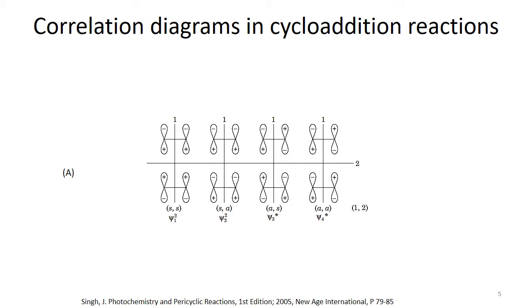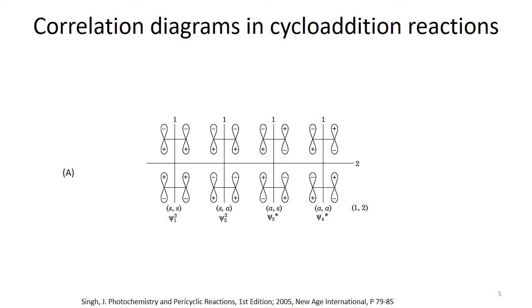When we talk about psi 4 star, in this case we have antarafacial interaction. So this is how we close these interactions of p orbitals of two ethylene molecules together, and consider the symmetry elements, sigma h and sigma v, for these ethylene molecule interactions.